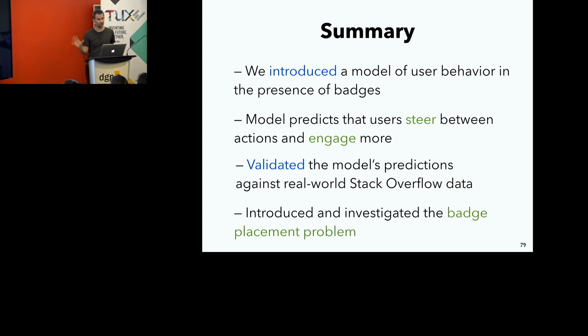Okay, so to summarize this part of the talk, we introduce a model of user behavior in the presence of badges. This model predicts that users will steer between actions and engage more on site when they get close to the badge boundary. We validated this against real-world data and then investigated how you should design badges.